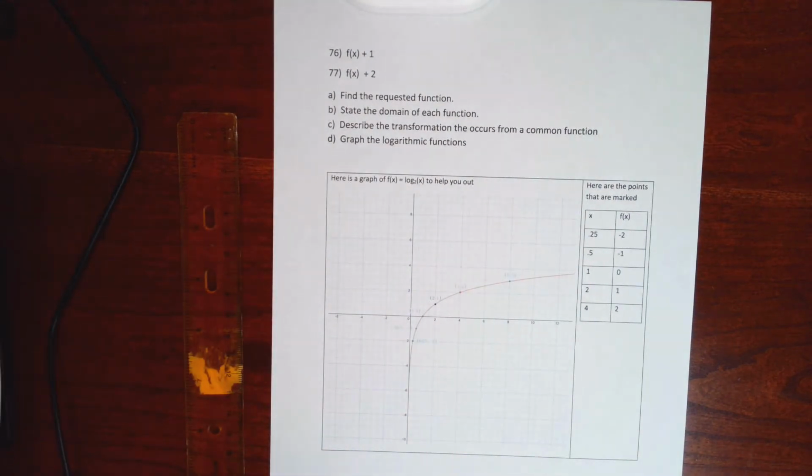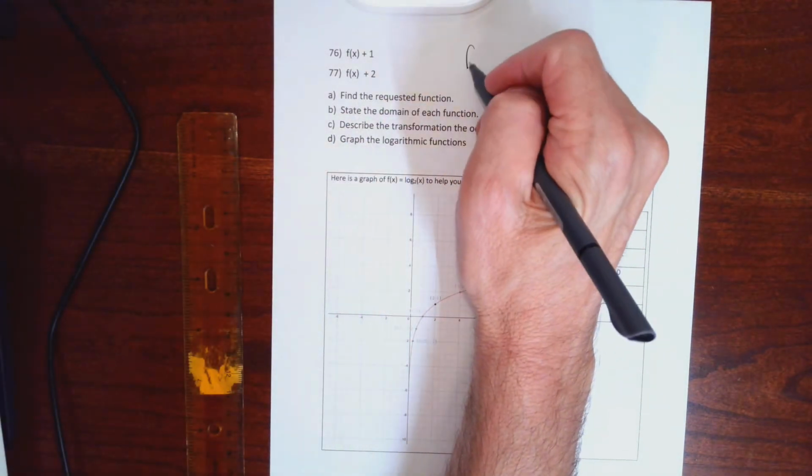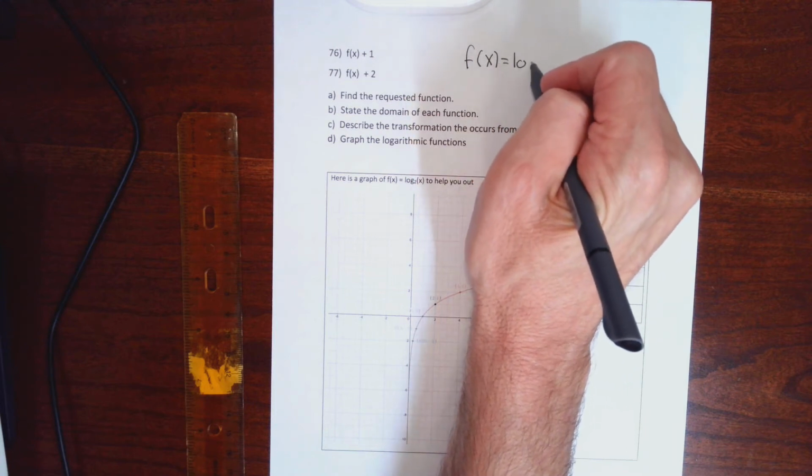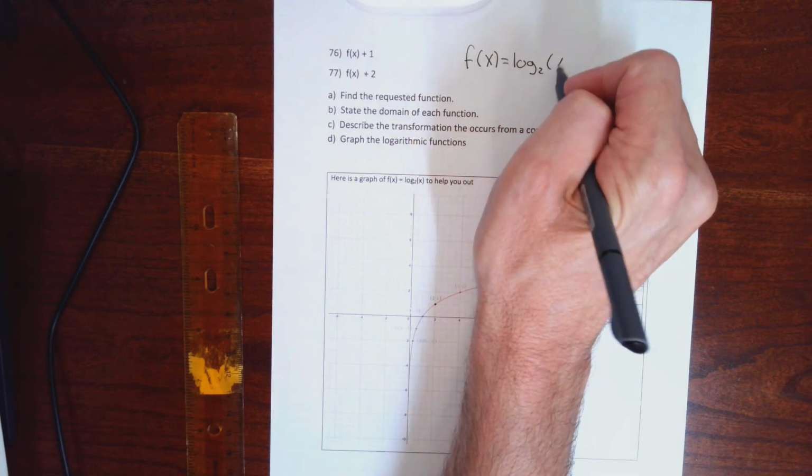How many more do we have? We just have like 4 more. So find the requested function for part 70, question 76. The seed function for all of these is the log base 2 of x.